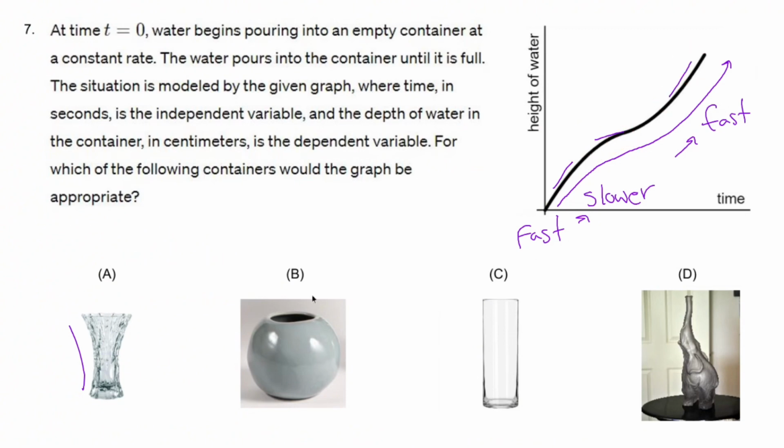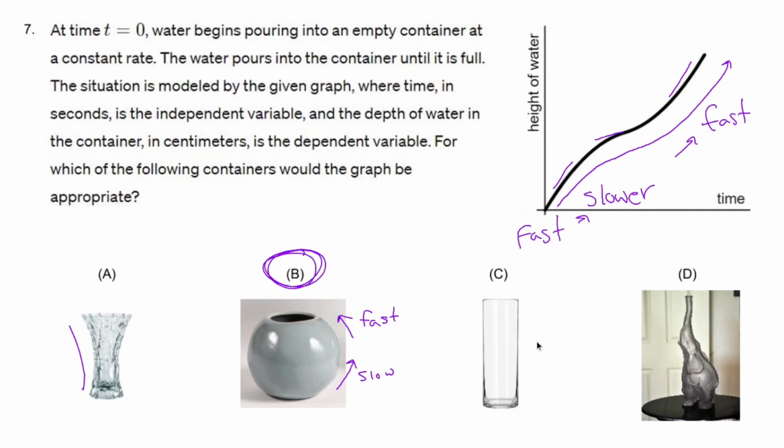Okay. B looks promising. It starts out kind of normal, but since it's a wider shape, the rate or the speed at which this fills up starts to slow down. So it goes slower, and then all of a sudden it picks up the speed again because the width of my shape gets skinny again. So it starts normal, gets slower, and then starts picking up the speed. So B seems to do the trick.